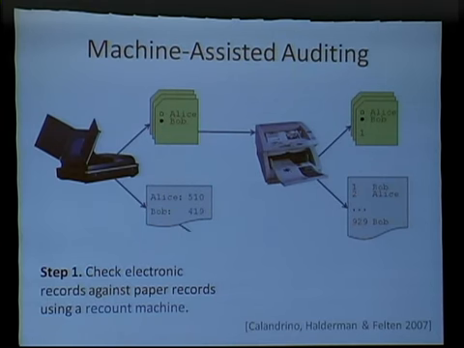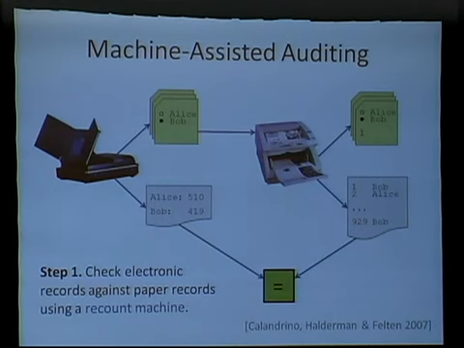So now we can go through and make sure that the totals that the recount scanner came up with match the totals that the initial voting machine came up with. And at that point we know that if the recount machine is behaving correctly and the totals match, then the paper and electronic records that came out of the voting machine must be the same. All we have to do is trust the recount machine. So how can we trust the recount machine?